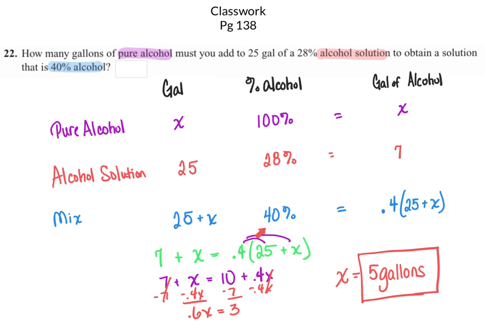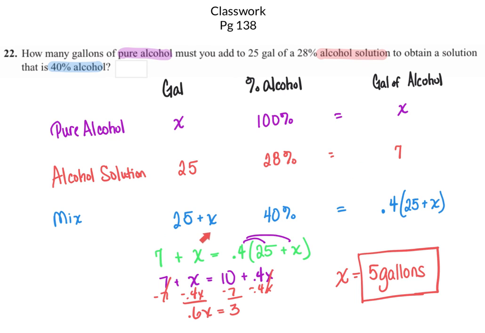So once I have these two columns filled out, this guy's really easy, right? All I do is multiply across. Anything times 100% is just itself because 100% is 1. 25 times 28%, you should have gotten 7 there. So 25 times 0.28 is 7.